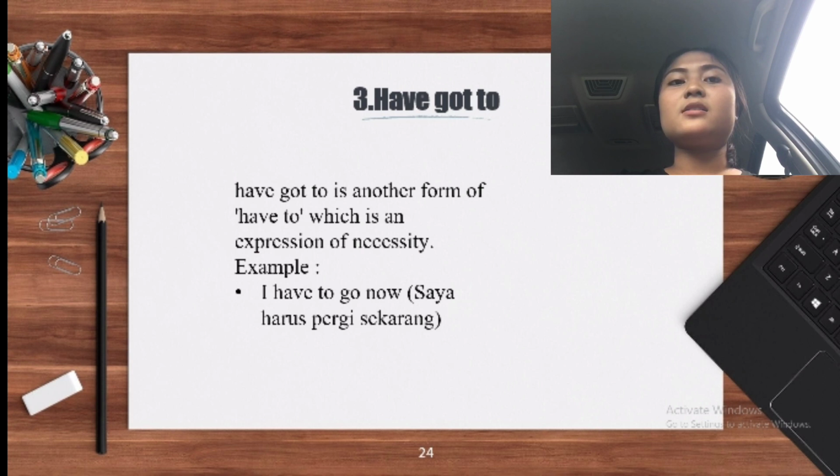Number three is have got to. Have got to is another form of have to, which is an expression of necessity. For example, I have got to go now. In Indonesian, saya harus pergi sekarang.